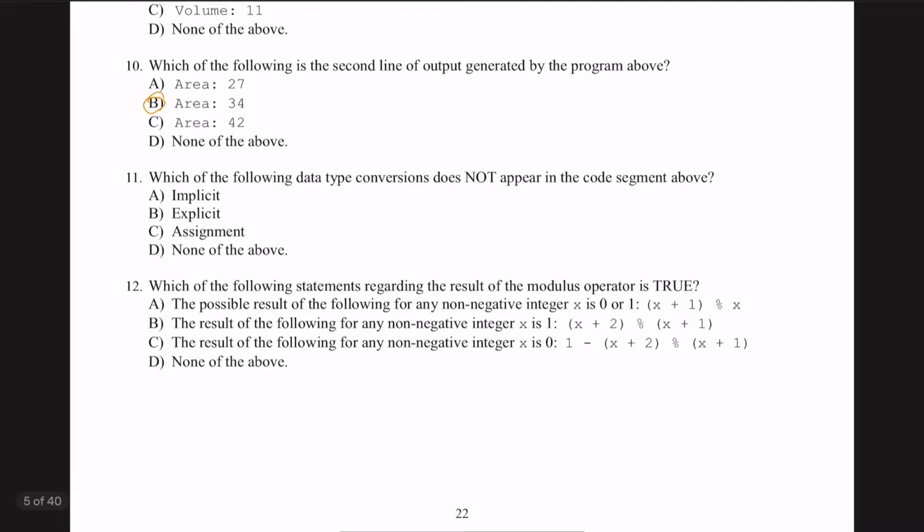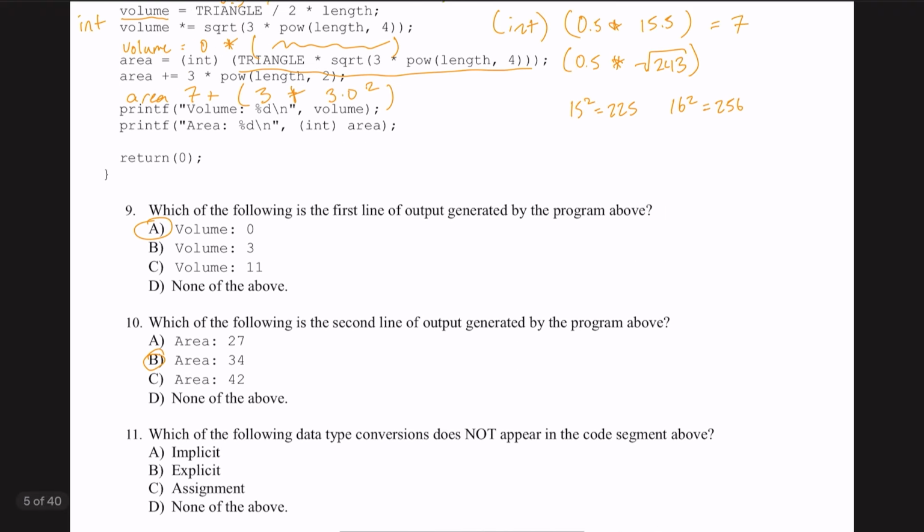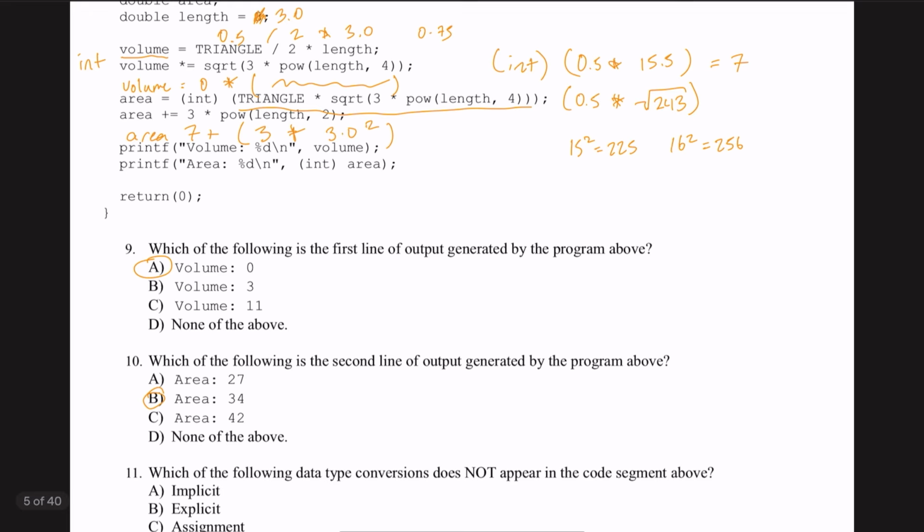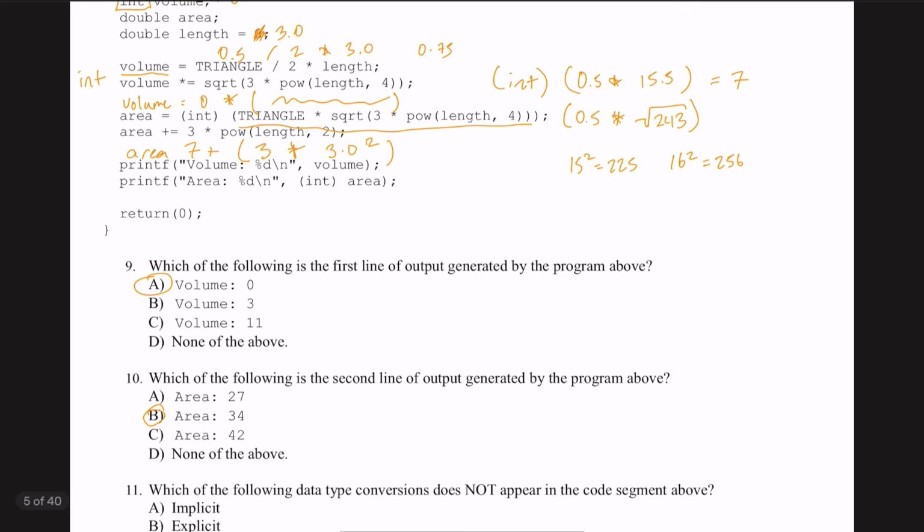So now we're being asked which of the data type conversions did not appear in the code segment above. Well, if you watched the video on the last 2 questions, you would have seen that we had implicit conversion, right? This is going to be 0.5 divided by 2. That 2 gets promoted to a 2.0 so that the two sides match. They're both floating type.